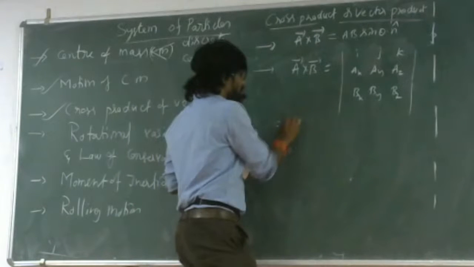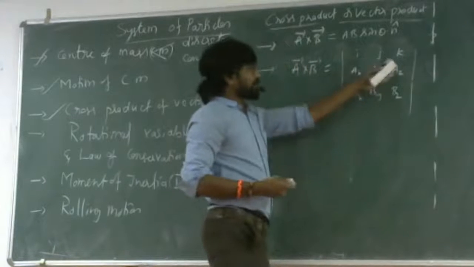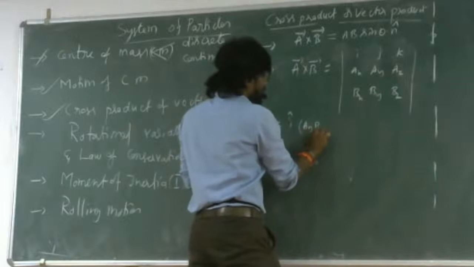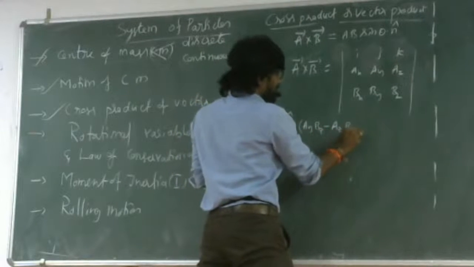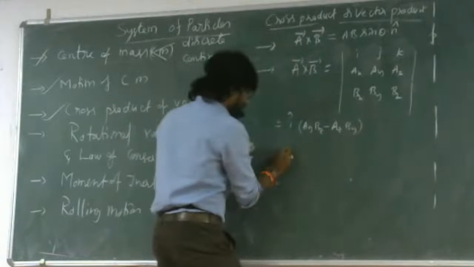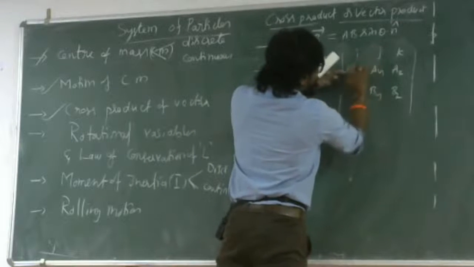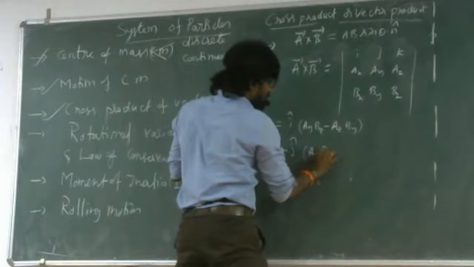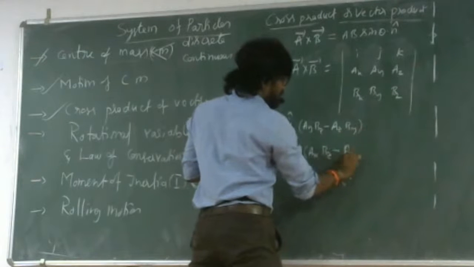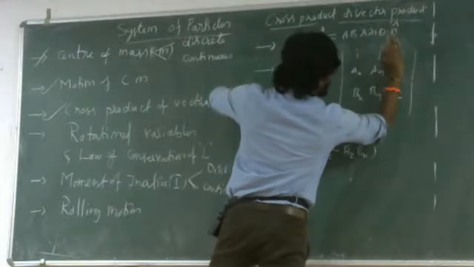Then it is equal to i cap into, you have to take the diagonal products of these elements. So AY BZ minus AZ BY. Right? This is the i component. For the j component I have to take a negative sign. So here we can write minus j cap into, you have to close this column, then take the product of this: AX BZ minus AZ BX.